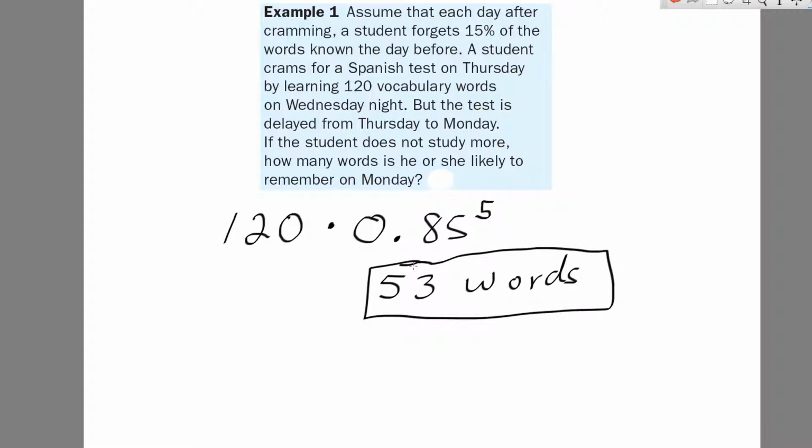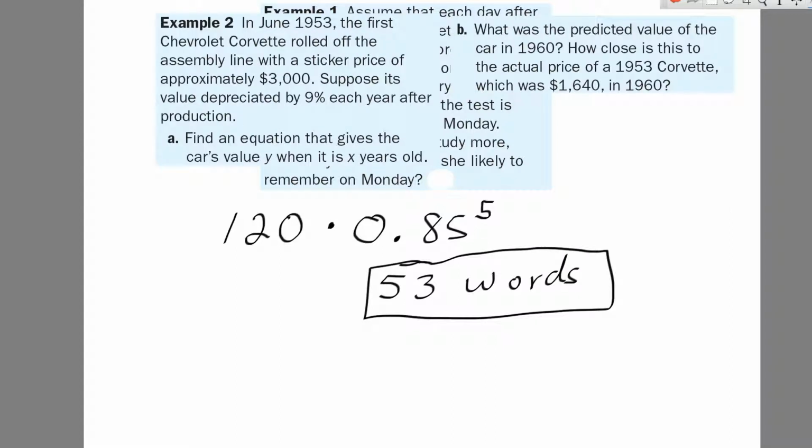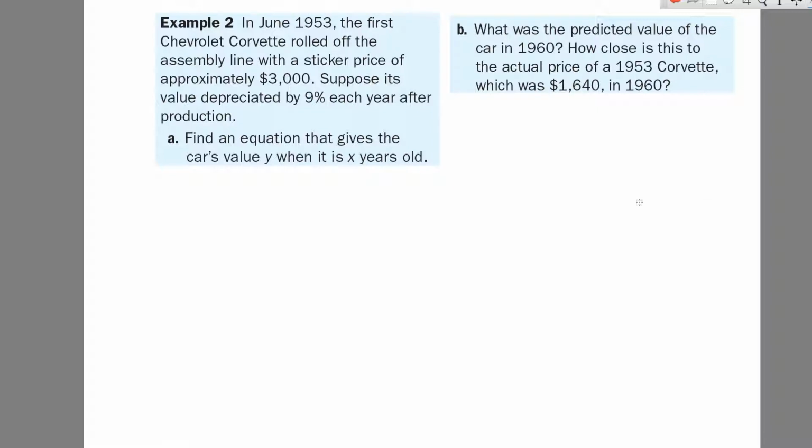So this is an exponential decay type of problem. It's often referred to within learning circles and in psychology circles regarding retention. We get this kind of behavior. Let's take a look at the next problem. This is a little bit more interesting, perhaps.